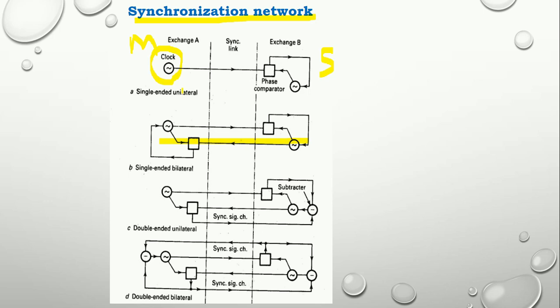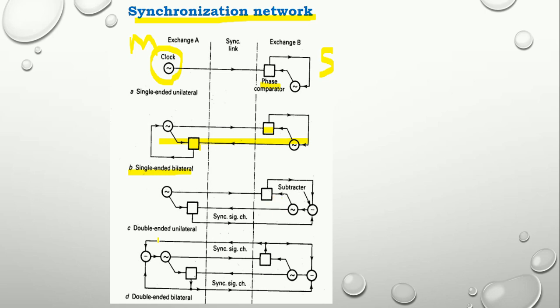but still there is misalignment. That means you may get misalignment whenever you are comparing in this phase comparator. That means the phase may change. For that purpose you need to have the same frequency. This is the main disadvantage found in single-ended unilateral and bilateral.